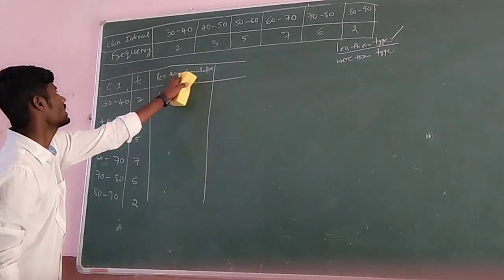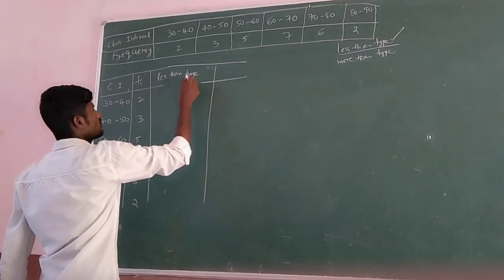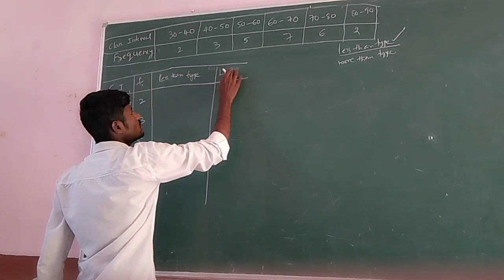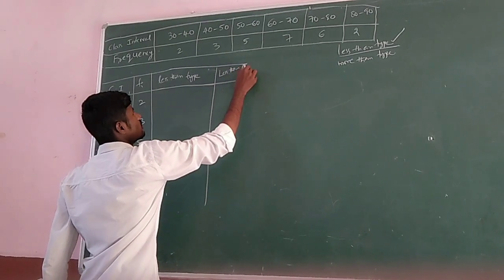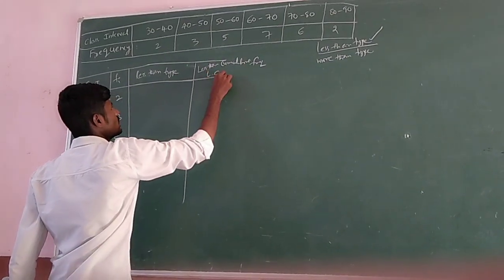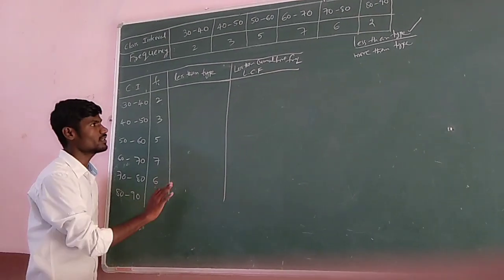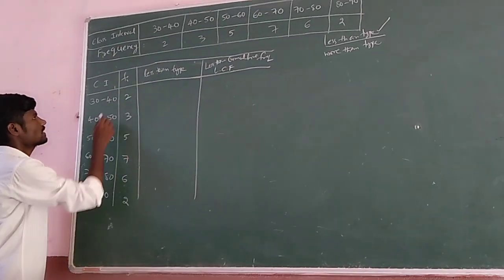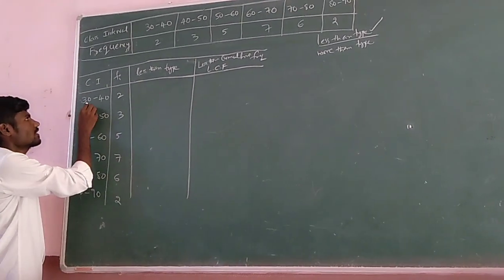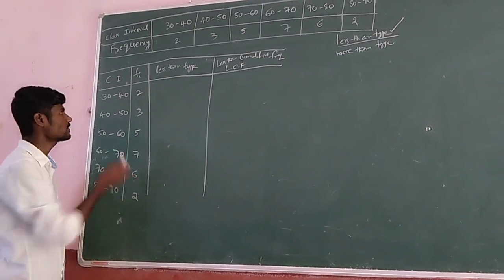So here we are doing the less than type, the less than type cumulative frequency, simply LCF. Now see, we are drawing the less than type. Carefully observe, don't get confused. In the first class interval 30 to 40, if you observe the lower boundary 30, is there any other class interval less than 30? No. That's why you need to consider 40.